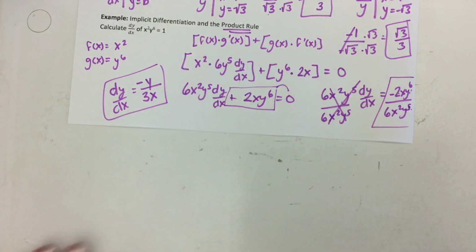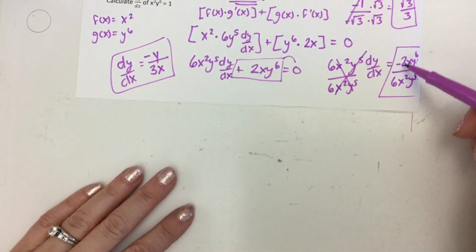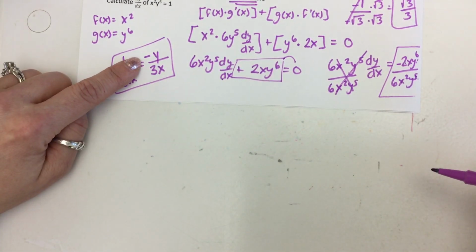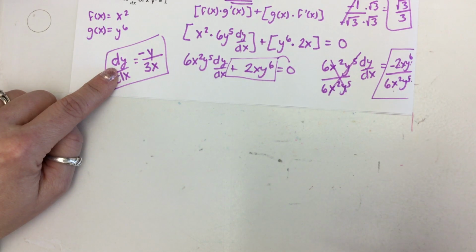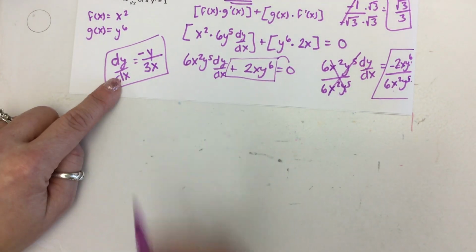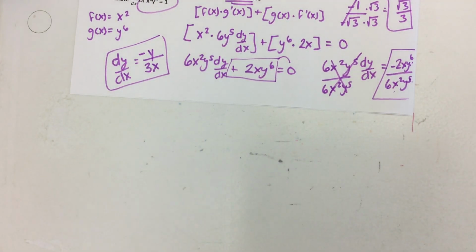This was something we could definitely simplify because negative 2 over 6 can be reduced to negative 1/3. You can have x's on top and bottom, and y's on top and bottom. You simplify it. This is the derivative of this. Let's look at the back side.